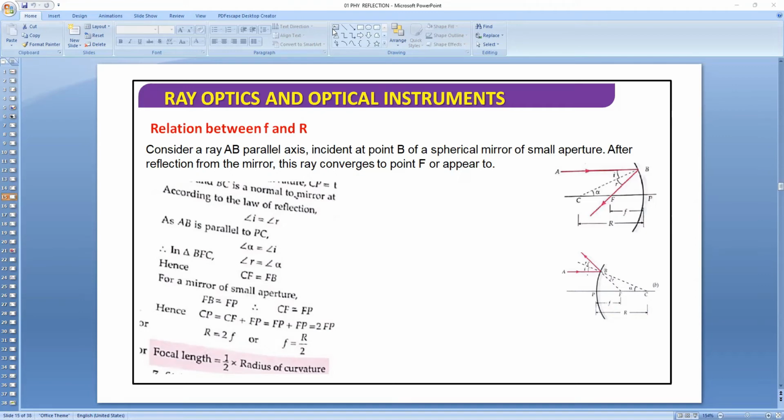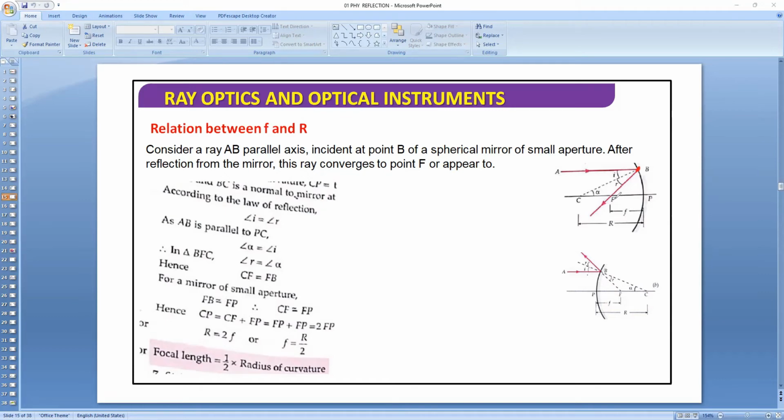There is a concave mirror we have chosen. AB is the incident light. It is incident at point B. Then it is reflected. This is the reflected ray. When an object is at infinity, which means the light ray is parallel to the principal axis, the reflected ray goes through the focus point. Beyond the focus point is the center of curvature.